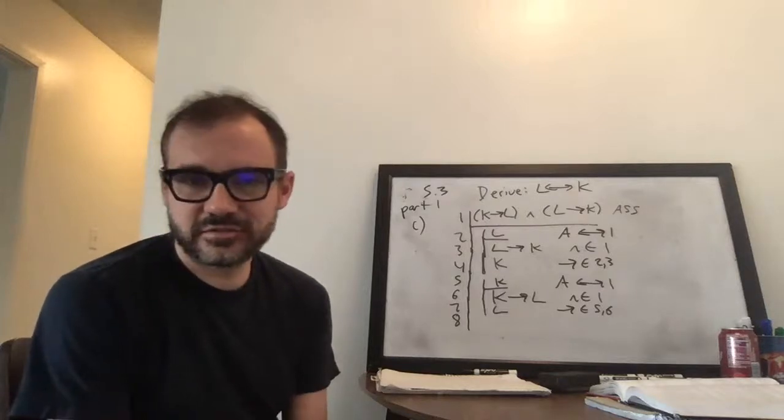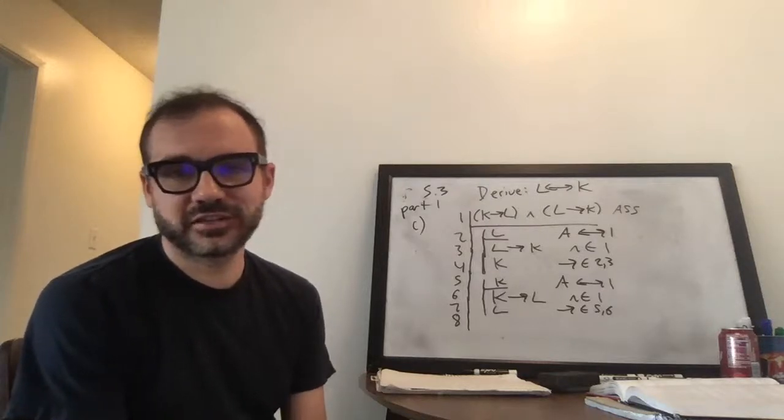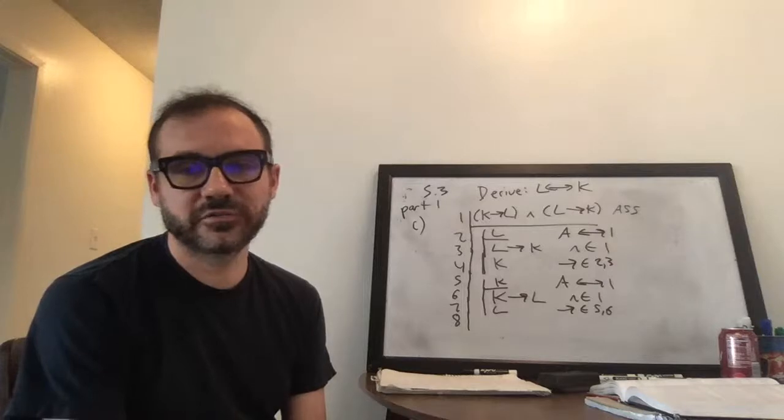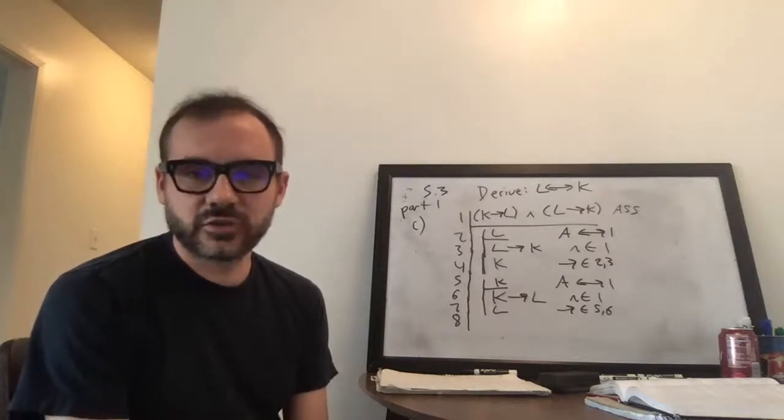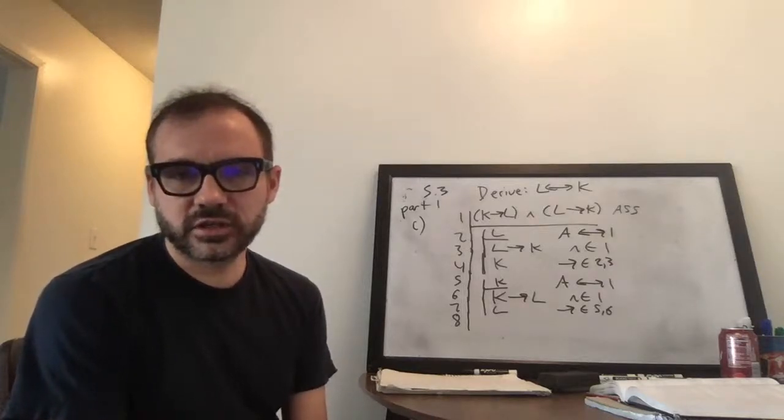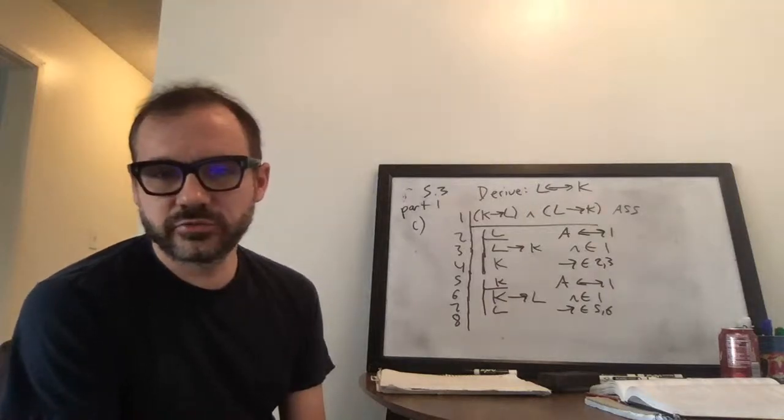We're at the end. You can't give up when you get to the end. It's like you do all that work and then you're like, I don't know nothing else. No, come on. So L double arrow K, good. And that's biconditional introduction 2 through 4 and 5 through 7.